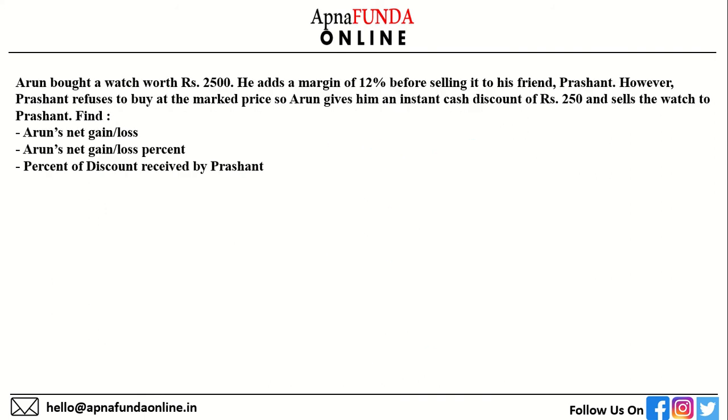Next question. Arun bought a watch worth rupees 2,500. He adds a margin of 12% before selling it to his friend Prashant. However, Prashant refuses to buy at the mark price. So Arun gives him an instant discount of 250 rupees and sells the watch to Prashant. Find Arun's net gain or loss, net gain or loss percent, and the percent of discount received by Prashant. Now we know cost price, there is a margin which gives us marked price, then there is a discount, then there is a selling price.